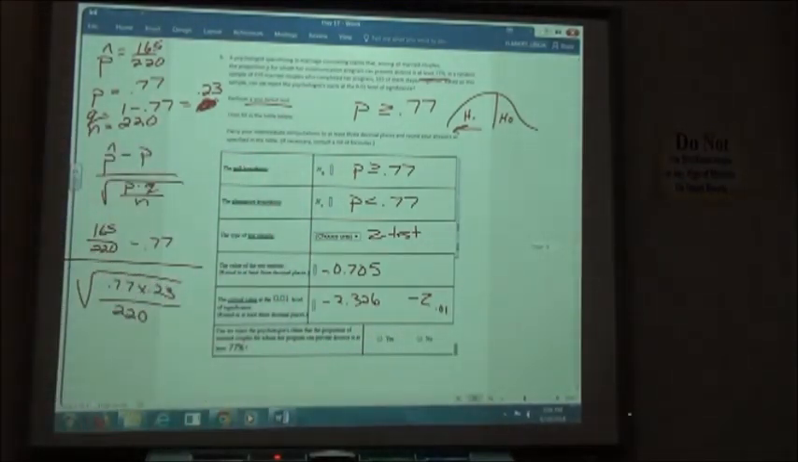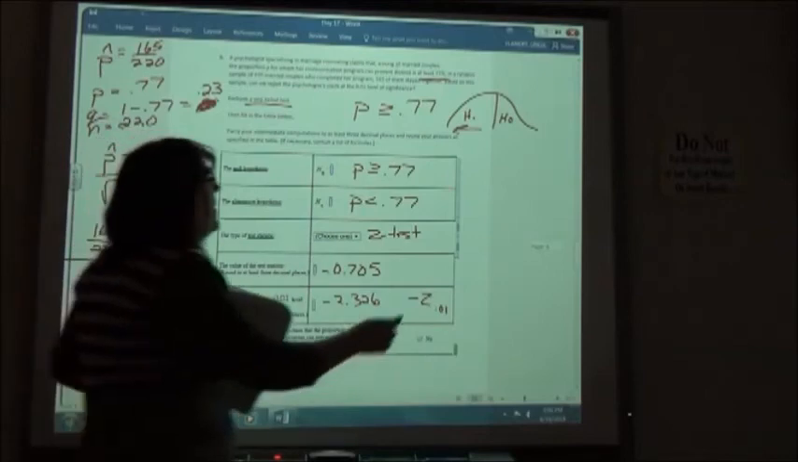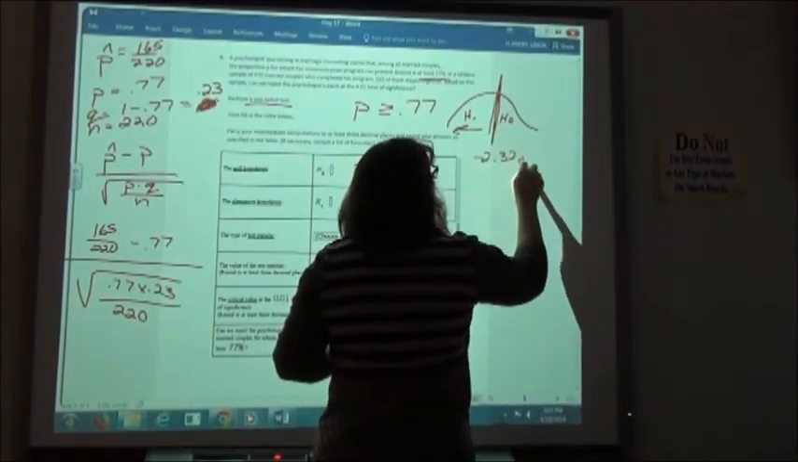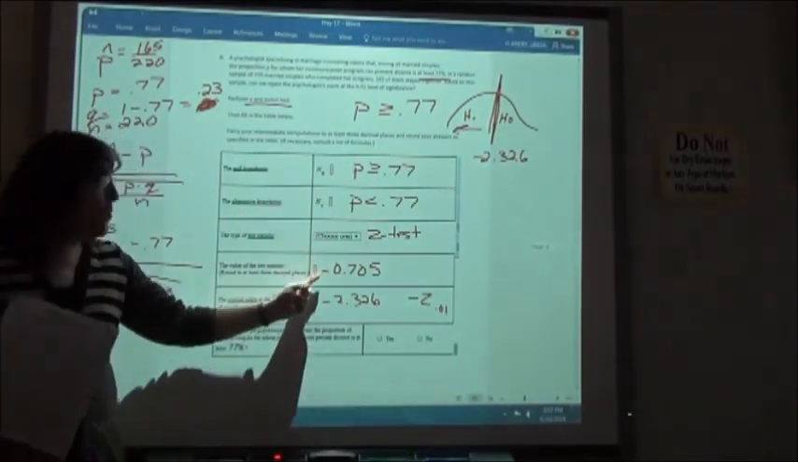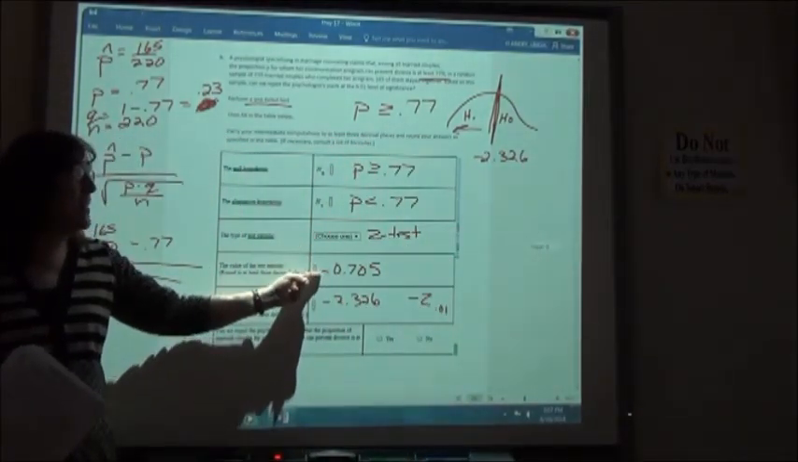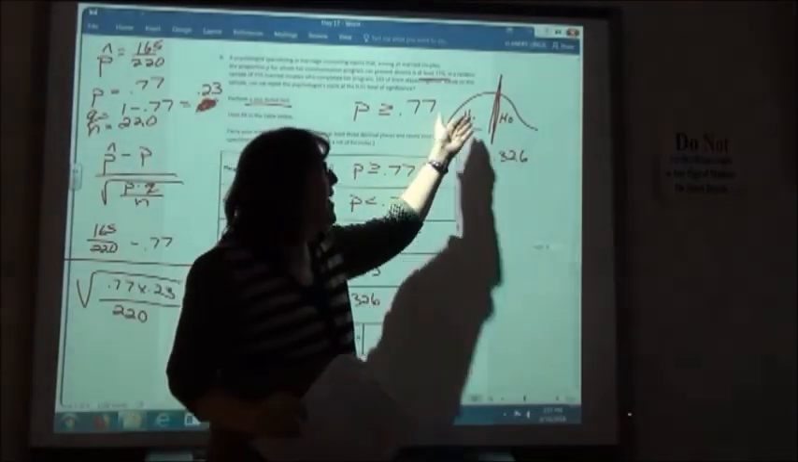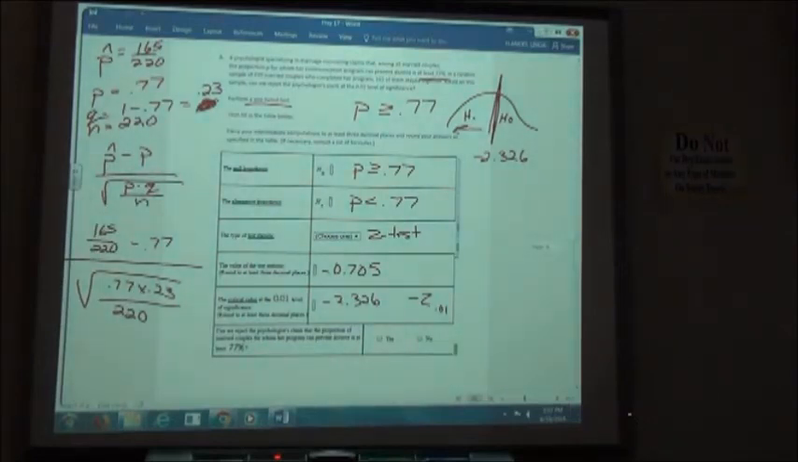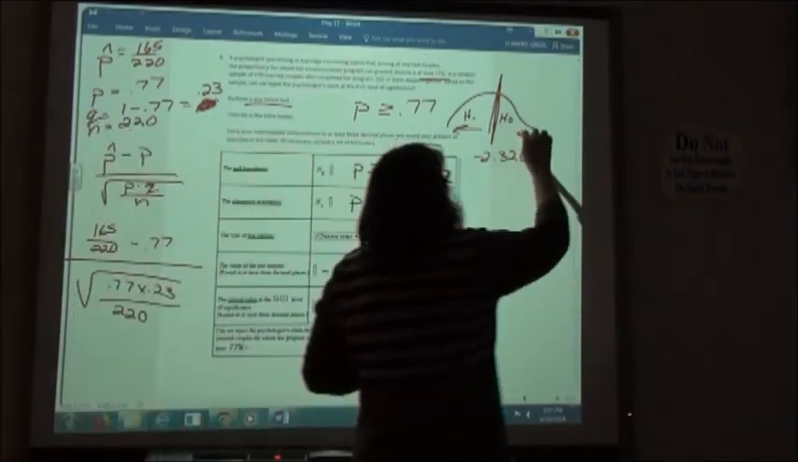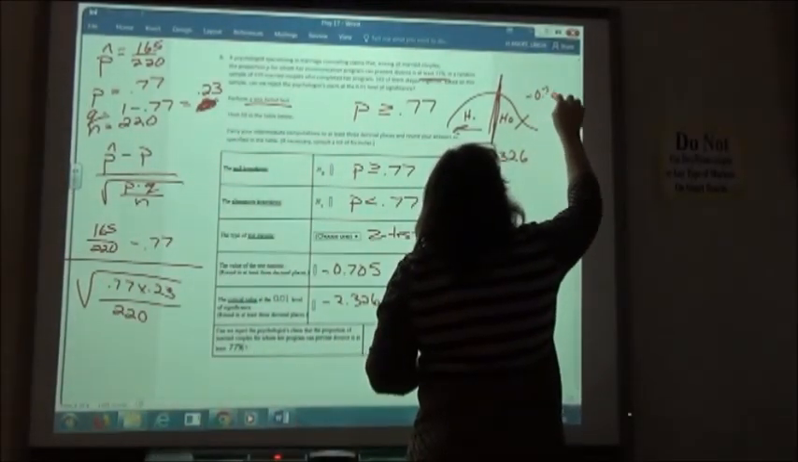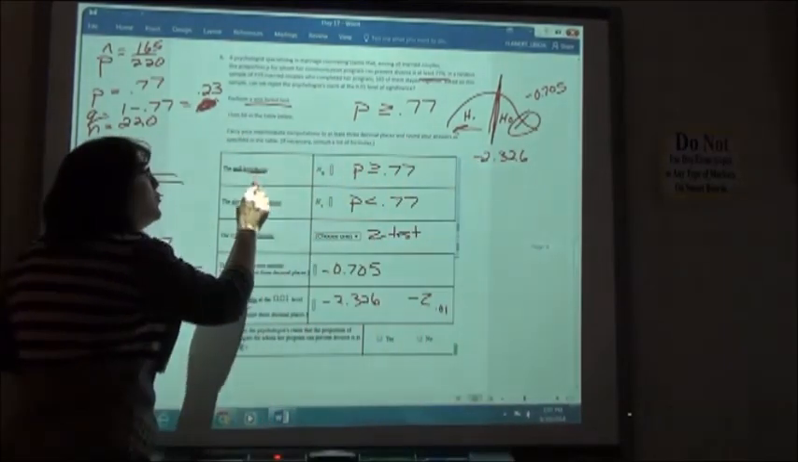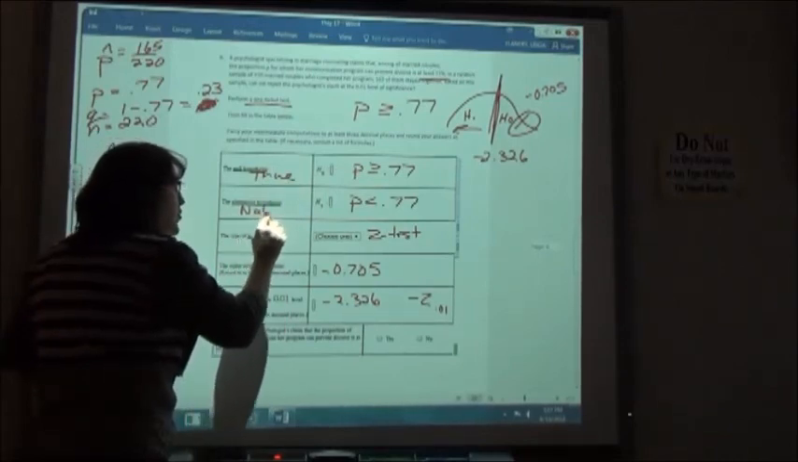Negative 2.326 is what you got? Okay, so that means that this dividing part is at negative 2.326. We want to decide what section our test value is in. Is our test value less than or greater than that number? The test value is greater than that number, right? The negative 0.705 would fall in this section that's greater than, which means this is the true statement, this is the not true statement.